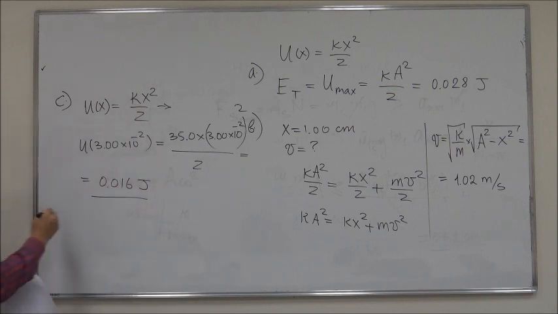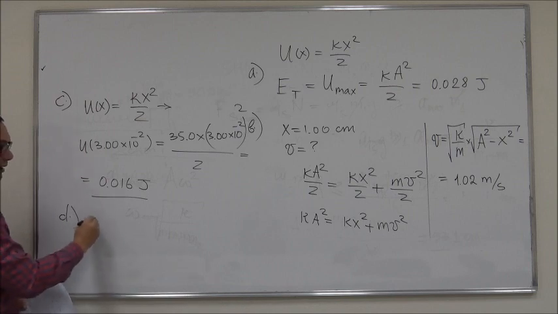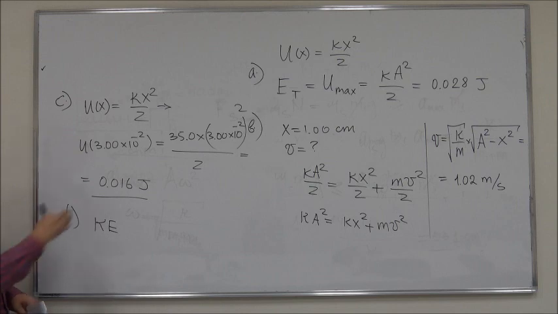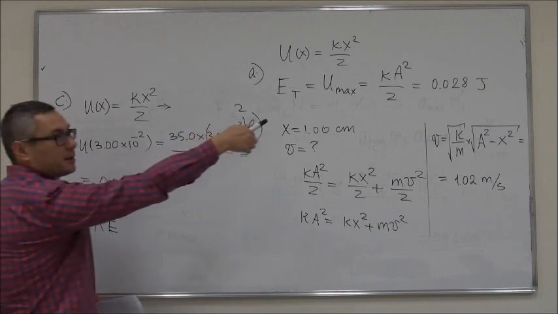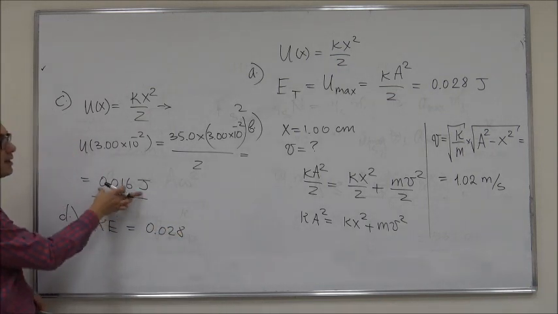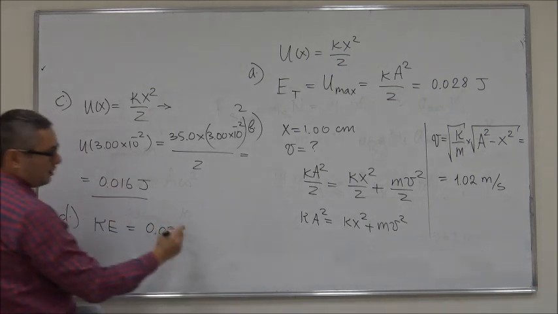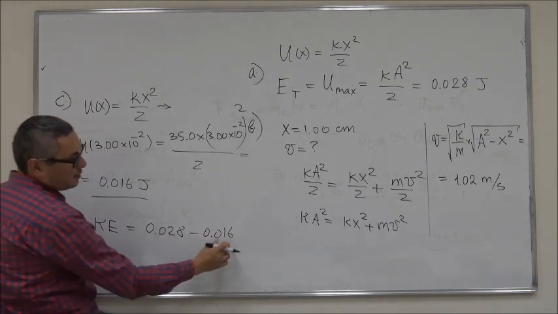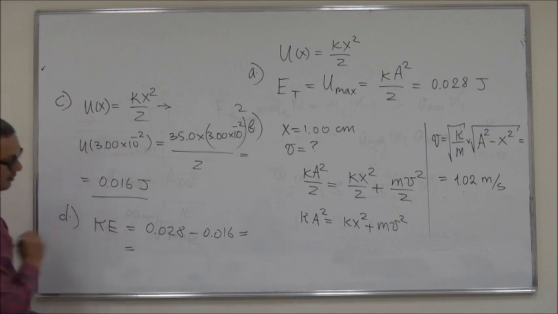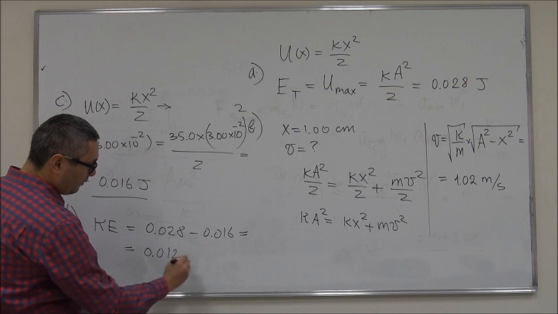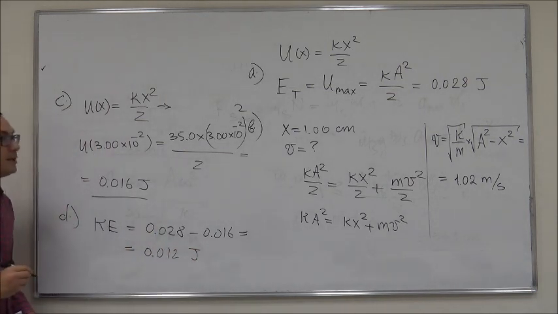And finally, in part D, the question is, what is the kinetic energy at x equals 3 centimeters? Well, we already know our total energy, that's 0.028, and if we subtract the potential energy at that point, that would be 0.016. If you take the difference, you get 0.012 joules for the kinetic energy at that instant. And that's it.